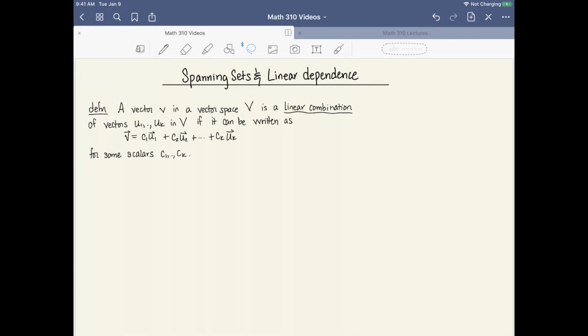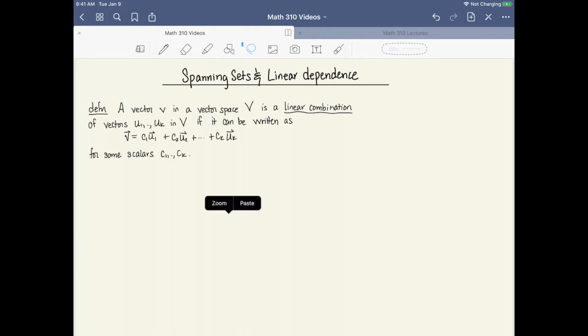A vector v in an abstract vector space, capital V, is a linear combination of vectors u1 through uk, also living in V, if v can be written as v equal to c1u1 plus c2u2, and so on, out through ckuk, for some scalars c1 through ck. This is exactly the way that we write linear combinations of vectors in Rn. It's essentially the same definition when you're talking about vectors in any type of vector space V.